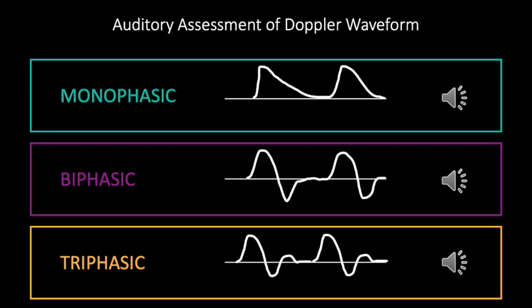Now, let's turn our attention to a biphasic form. So with this one, we should hear 2 distinct phases. And lastly, hopefully you can predict what this one's going to sound like. This is our triphasic waveform.